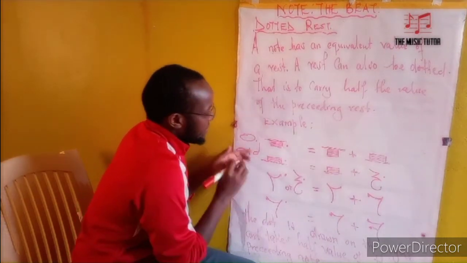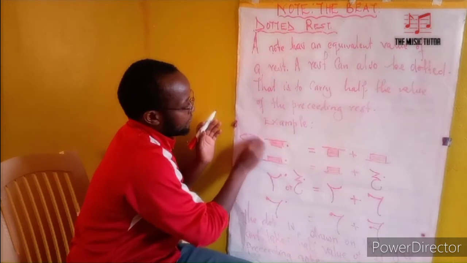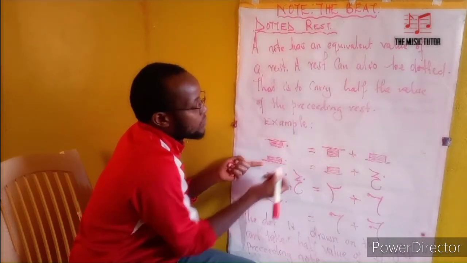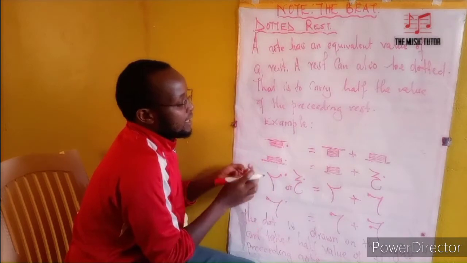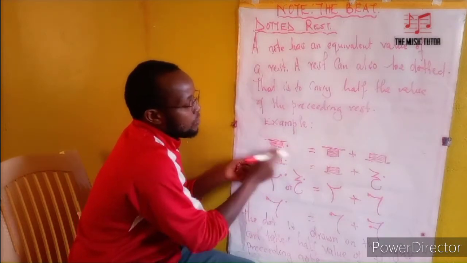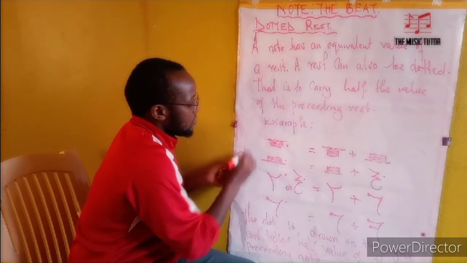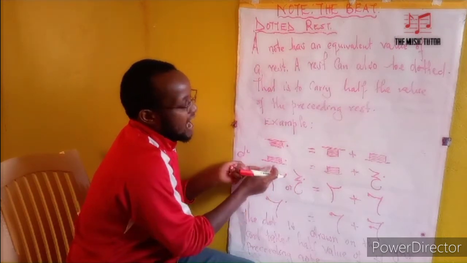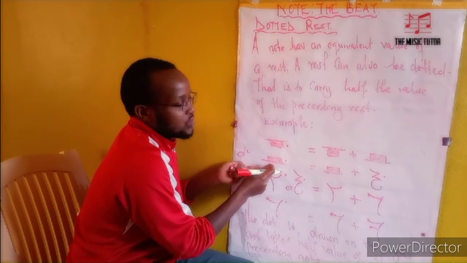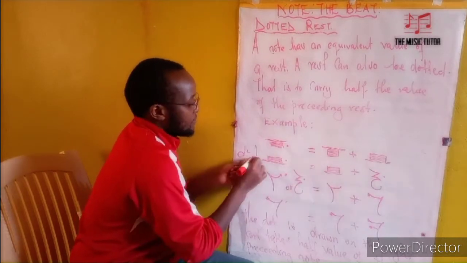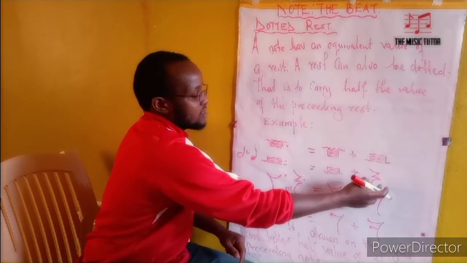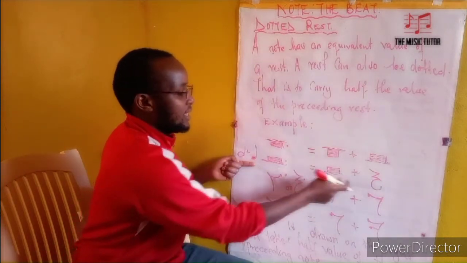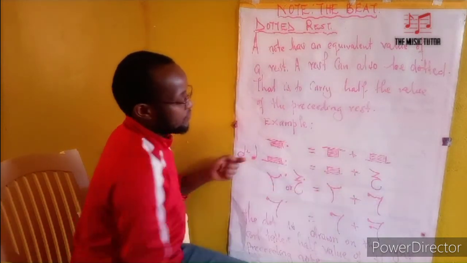This is the rest of a minim. When we dot it, it will carry the whole value of a minim, which is this one, plus half the value of a minim, which is a crotchet, this one. The silence will be the size of a whole minim and a crotchet.